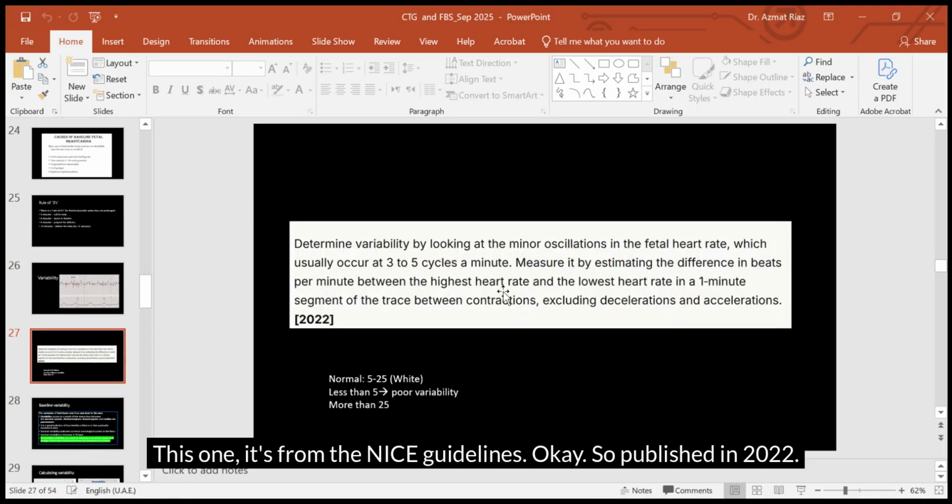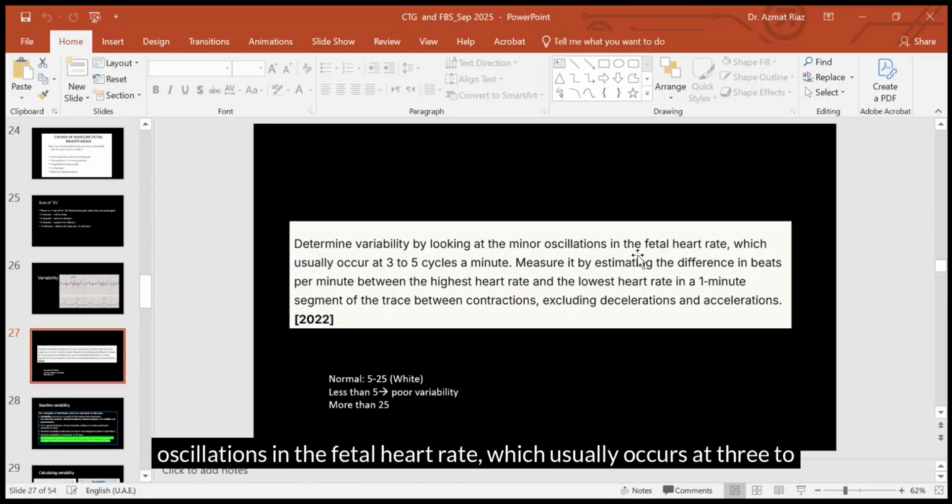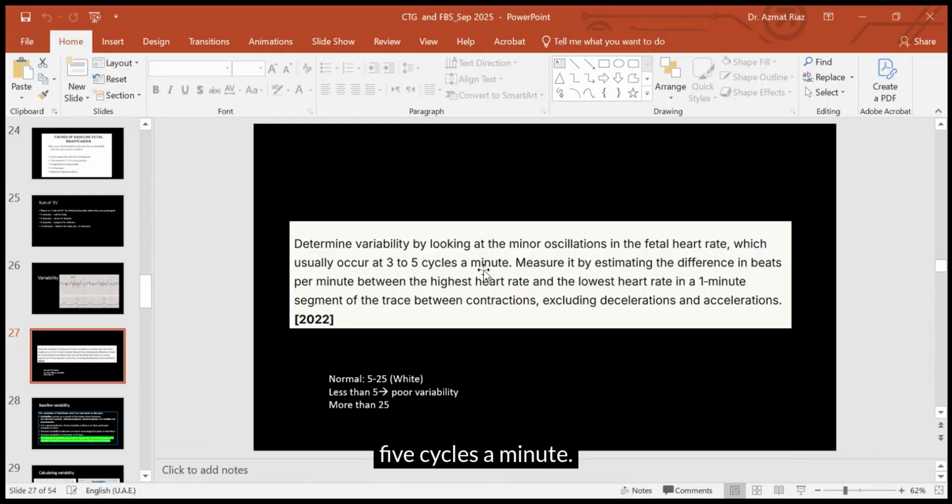This one is from the NICE guidelines, published in 2022. It says determine variability by looking at the minor oscillations in the fetal heart rate, which usually occurs at 3 to 5 cycles a minute.